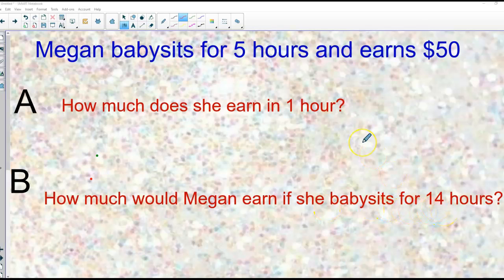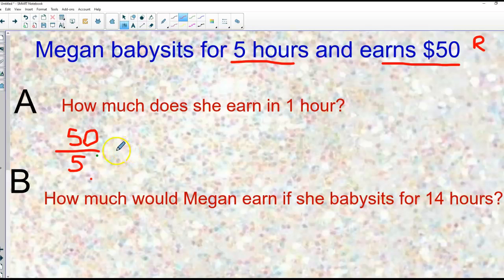So let's take this one step at a time. If we look at this scenario, she babysits for 5 hours and earns $50. We know that this is a rate, right? Because nowhere did it give us 1. So we've got to figure out what would she earn for 1 hour. Now, I know the 5 is listed first, but don't let that throw you. What goes on the bottom is always what you're trying to figure out 1 of. And we're trying to figure out what she earns for 1 hour. So that means my 5 goes on the bottom. And the 50 is going to go on top.